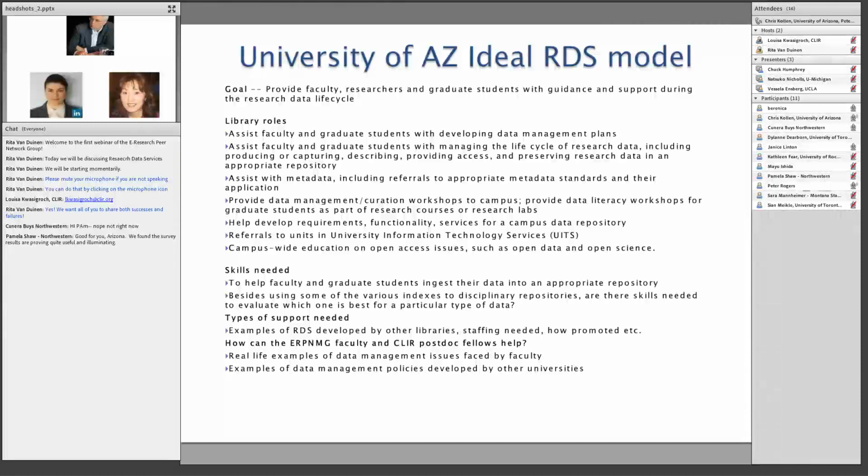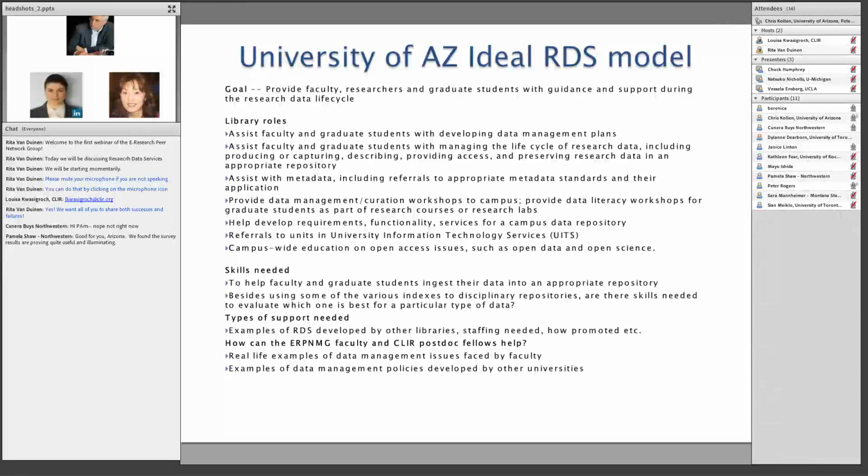Since we're on the data management committee and also the larger committee, the library needs to help develop requirements and functionality for possibly a campus data repository. And let's see what else.